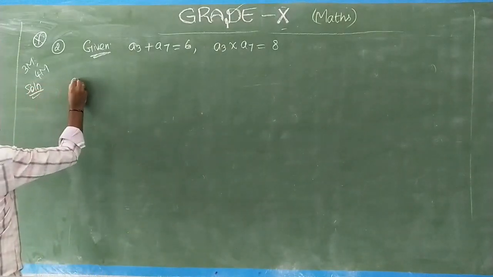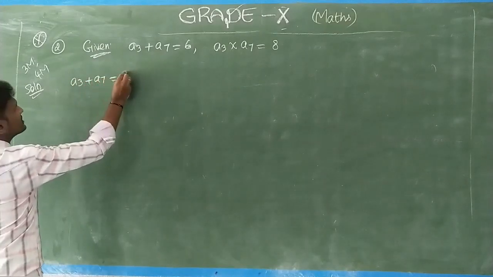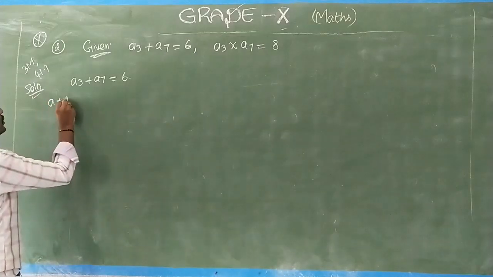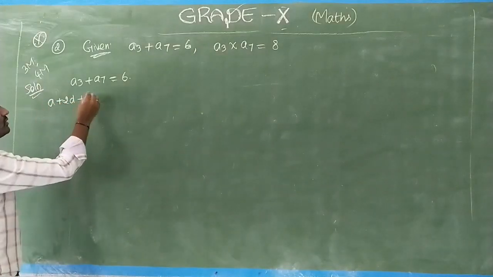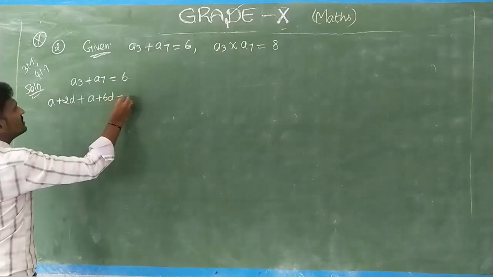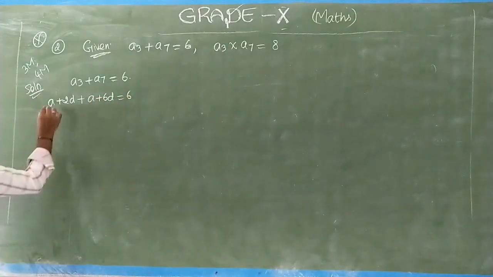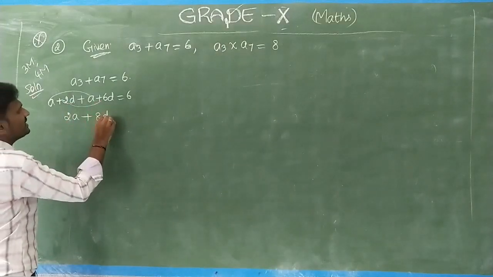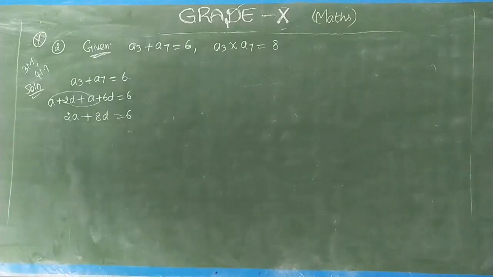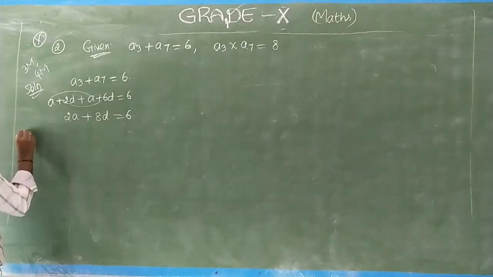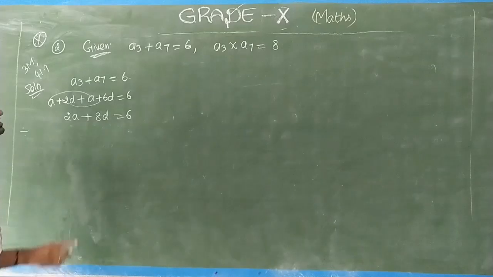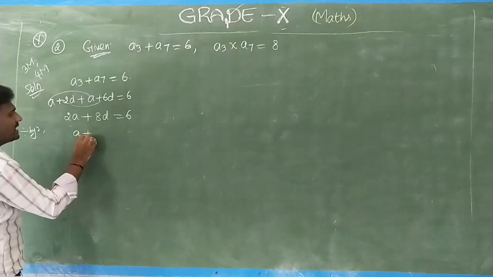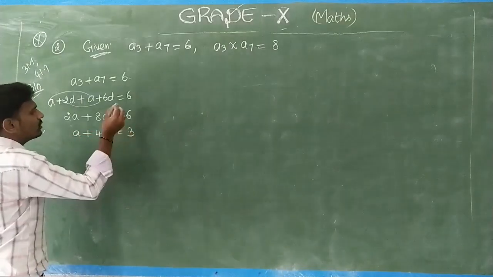So first I am taking A3 plus A7, which is equal to 6. Do you know the third term? Yes, A plus 2D. So A plus 2D plus A7 will become A plus 6D, which is equal to 6. Now I am going to add: A plus A, 2A, plus 2D plus 6D, 8D, which is equal to 6. Now you have a common factor for all the terms. Common number is 2. So if you divide by 2, I am getting A plus 4D, which is equal to 3.